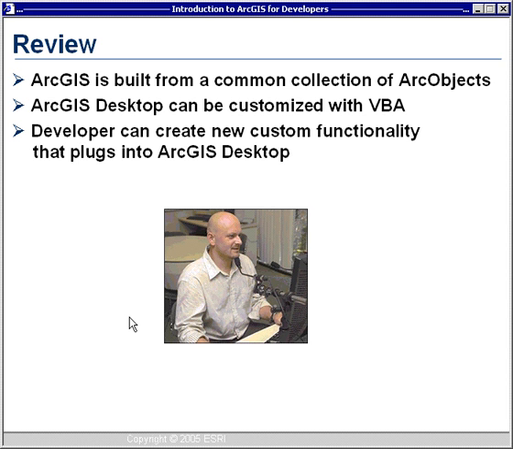So before I turn the time over to Brian to take a few of your questions, we see a picture here of Brian that they've just recently taken. ArcGIS Desktop is built from the common collection of ArcObjects that are available not only in Desktop but in Engine and in ArcGIS Server. Developers can use VBA to customize ArcGIS Desktop or create a new custom component like those ocean tools that can be plugged into one of the ArcGIS Desktop applications.